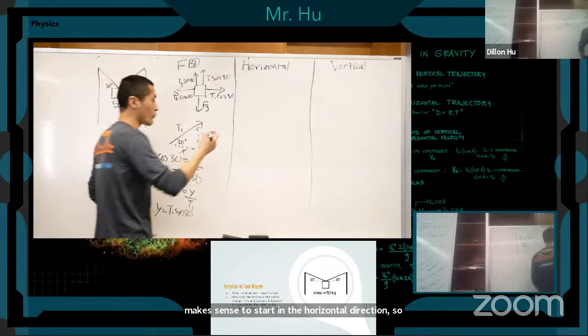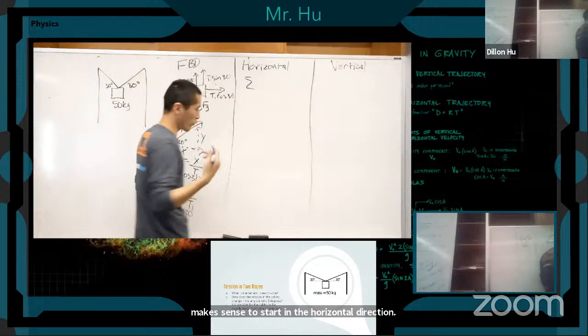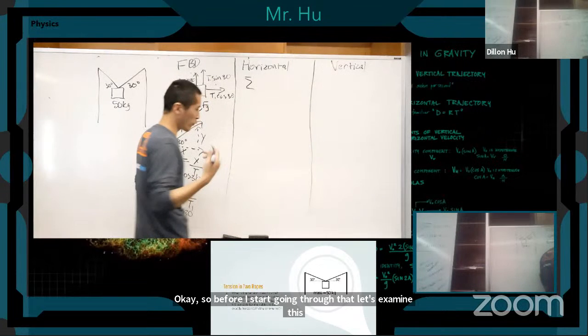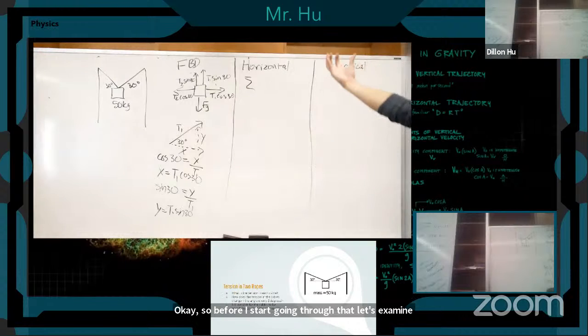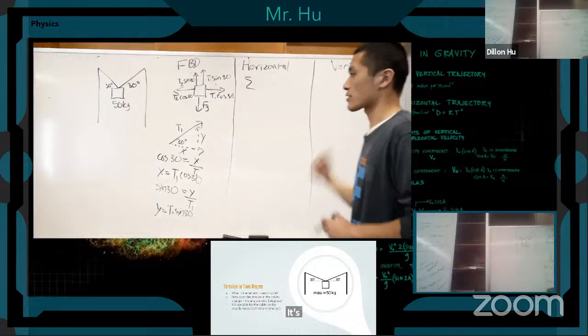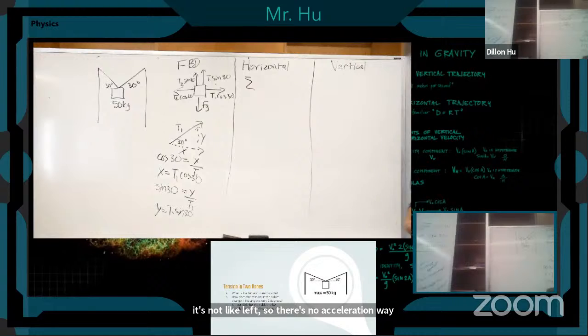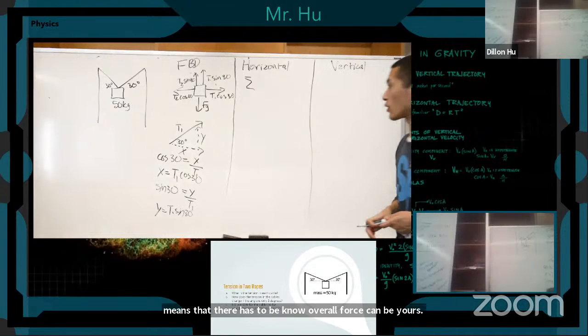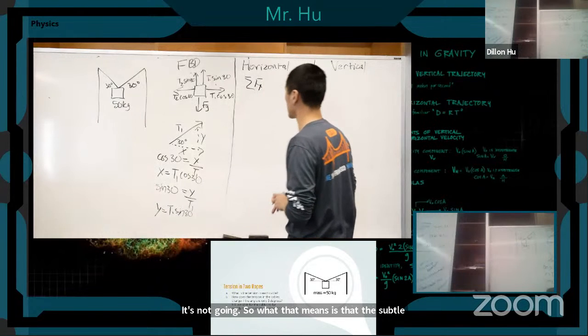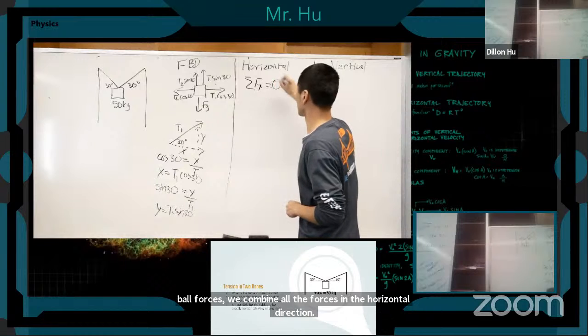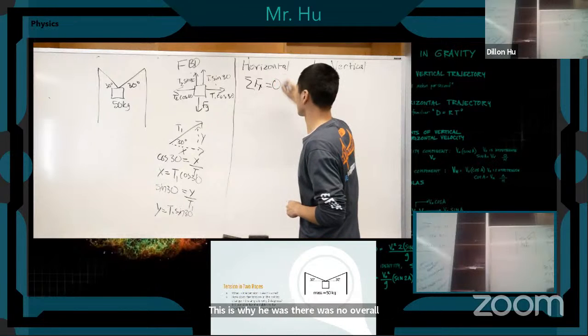So the sum of all forces. Before I start going through that, let's first examine this problem. We have a mass hanging from two poles. The mass is not moving, it's just hanging there. Because it's not moving, it's not going to be accelerating. It's not going right, it's not going left, so there's no acceleration, which means there has to be no overall force in the horizontal direction. So the sum of all forces, when we combine all the forces in the horizontal direction, is going to equal 0 because there's no overall force acting on the object.